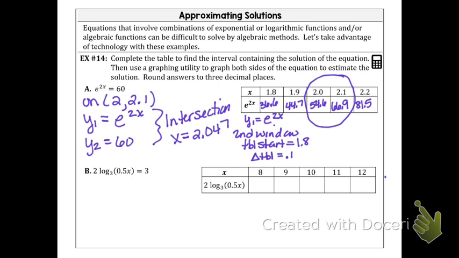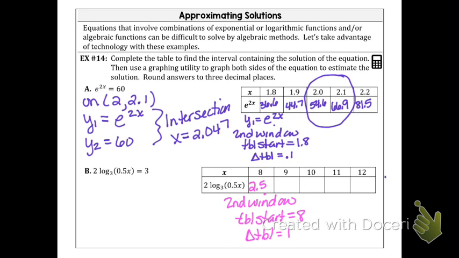All right, so for B, we're going to do the same thing. So we're going to type in our y equals. We're going to go 2 log base 3 of 0.5x. And because I changed my window earlier, either I need to change my window back or I needed to clear my calculator. So nothing else, we can go to second window. My table start, I'm going to be lazy and go ahead and let it start at 8. And in the change in table, I want them by whole numbers, so I'm going to set that to 1. All right, so then go to your table. You'll see that 8 is like 2.5.